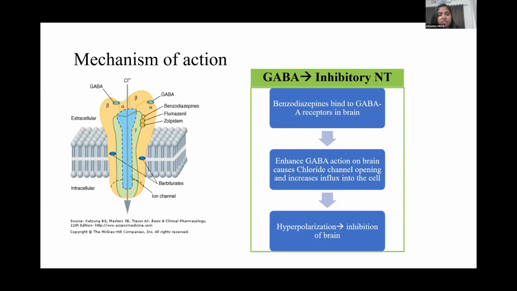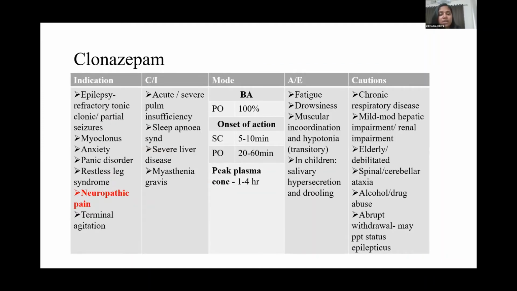So the mechanism of action, so we can see the alpha, beta, and delta subunits of the GABA receptors. GABA is an inhibitory neurotransmitter. So benzodiazepine binds to the GABA A receptors in brain. This enhances the GABA action on brain, causes chloride channel opening, and increases the influx into the cell, causes hyperpolarization and inhibition of brain. So clonazepam, as we can see, primarily is used in epilepsy, tonic-clonic or partial seizures, in myoclonus, anxiety, panic disorder, or restless leg syndrome, but it has action on neuropathic pain also.